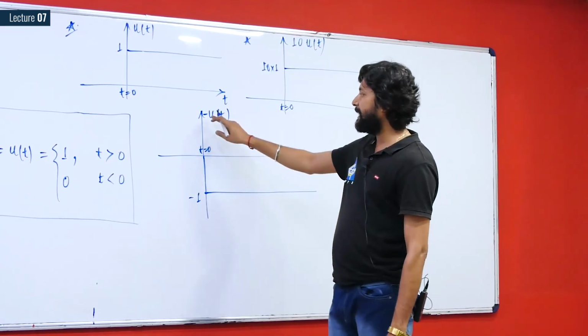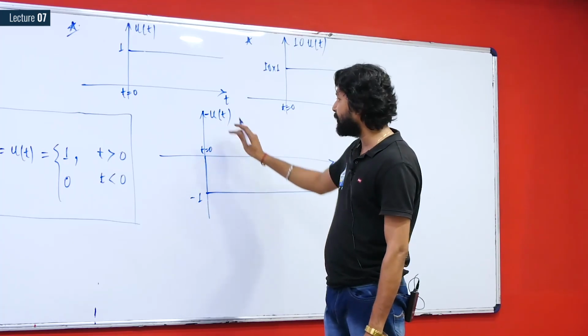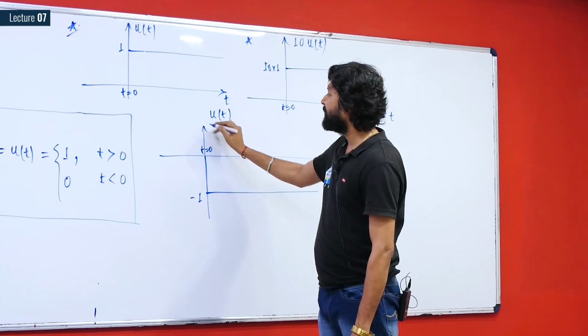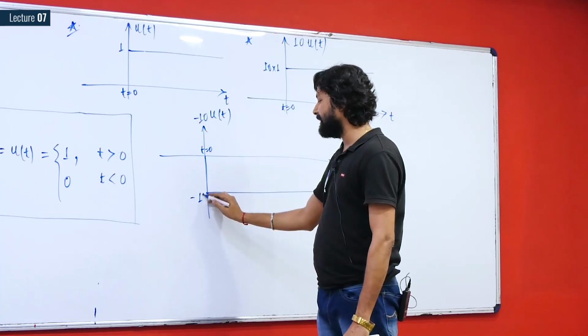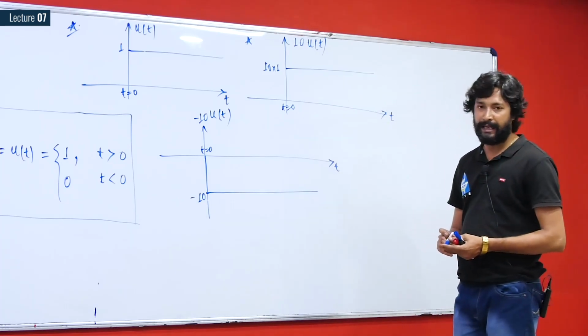Again, if you are going to take minus 10 ut, then this value minus 1 will be minus 10. If you are going to take this value as minus 10 ut, then you can write this value to be minus 10. So we have seen amplitude scaling and amplitude reversal.